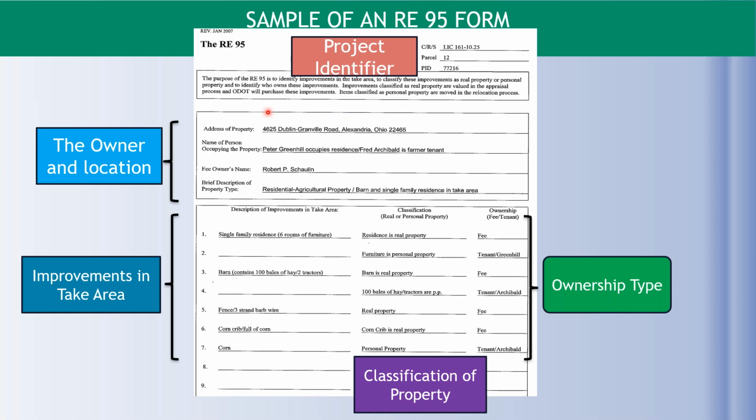The purpose of the Re95 is to identify improvements in the take area, to classify these improvements as real property or personal property, and to identify who owns these improvements. The improvements classified as real property are valued in the appraisal process, and ODOT will purchase these improvements. Items classified as personal property are moved in the relocation process. So just that one paragraph highlighted the first 16 slides that I went over, roughly. Just reading one paragraph will really help you out if you're new to this process.